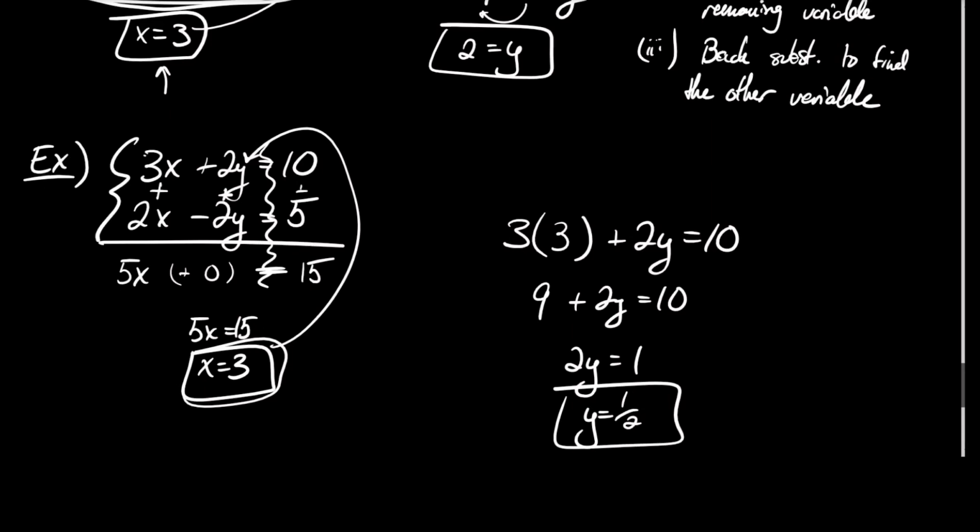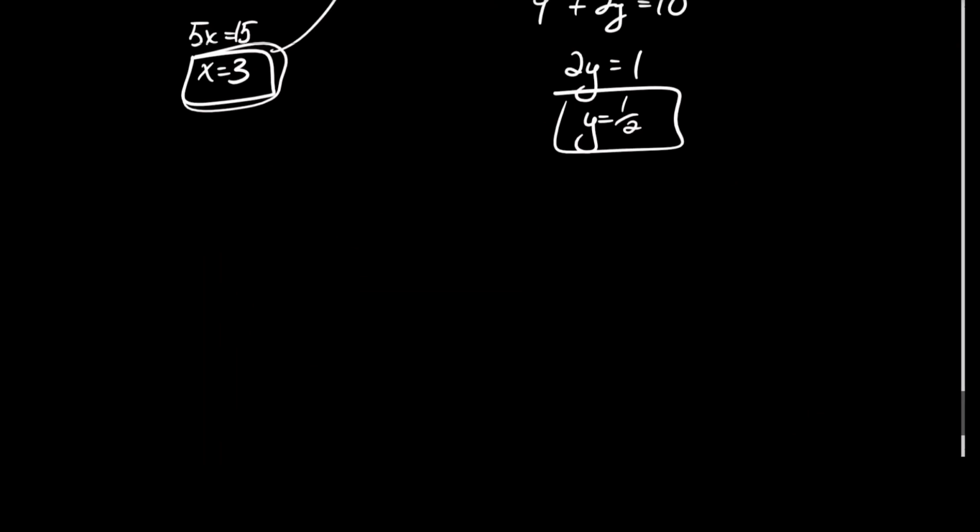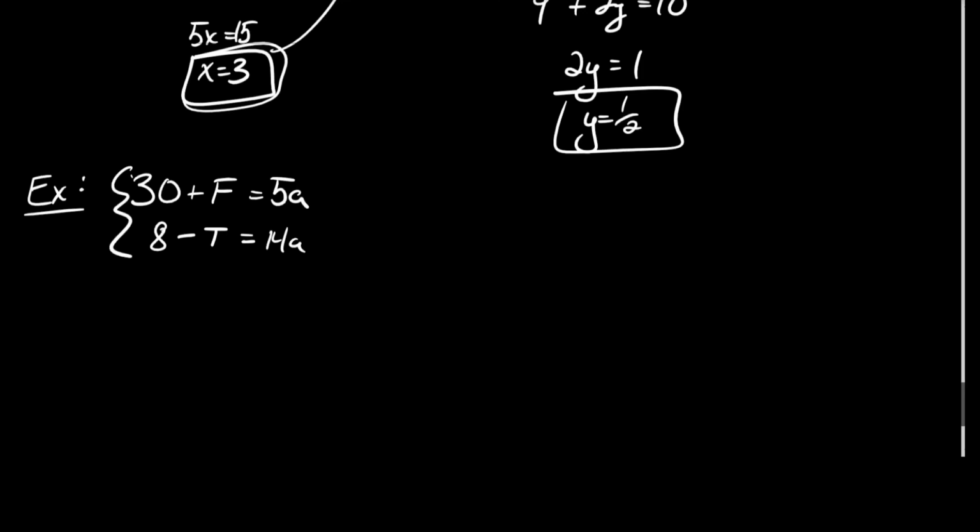All right, and let's do one last example before wrapping this up. Okay, we're going to do an example with the f and a variables again. 30 plus f equals 5a. 8 minus t equals 14a. This is a very common thing you'll see in physics in force problems.